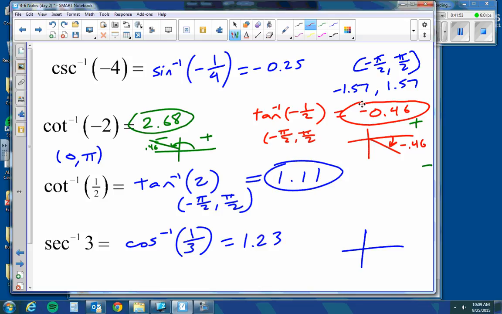Get the calculator to give you an answer, but realize it can't be the answer to the question you're trying to answer. That means the calculator's answer isn't the answer to the question. You use it, you get the reference angle from it, and then use that to find the actual answer.